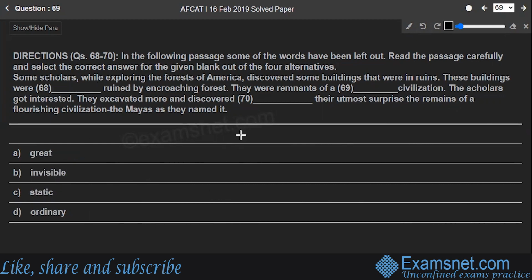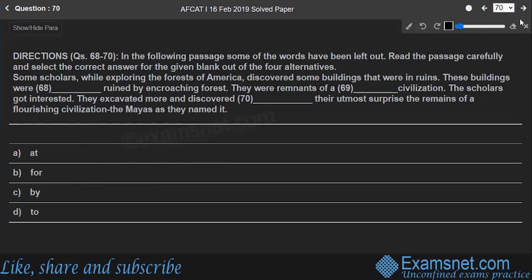Next is question number 69. So you have to fill in. They were remnants of dash civilization: great civilization, invisible civilization, static or ordinary civilization. See, we are talking about the remnants of dash civilization. Of course, it's got to be great. Invisible is something which you can't see, static, which does not change. It's very stationary, ordinary. You know the meaning of these words. So here, great is the correct fill. Option A.